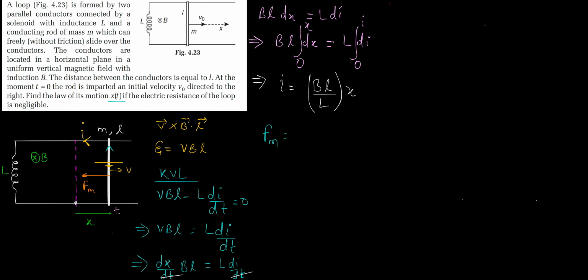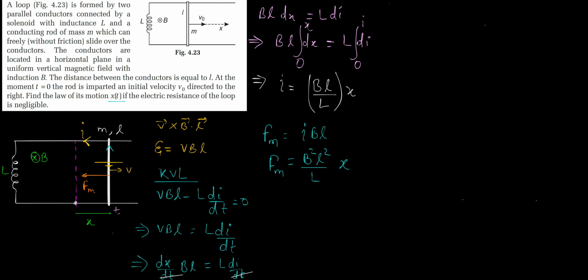And we know this I, so I times BL, I times BL, okay? And if we plug the value of I here, we'll be getting B square L square over capital L times x is the magnetic force on this rod towards left. Okay, cool. We got this value of magnetic force.